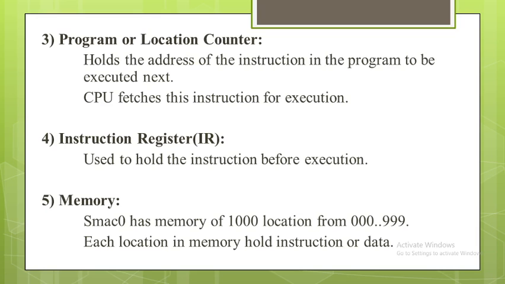And the last component of SMAC0 is memory. SMAC0 has a memory of 1000 locations addressed from 000 to 999. Each location in memory holds either an instruction or data. So these are all the 5 components of SMAC0.